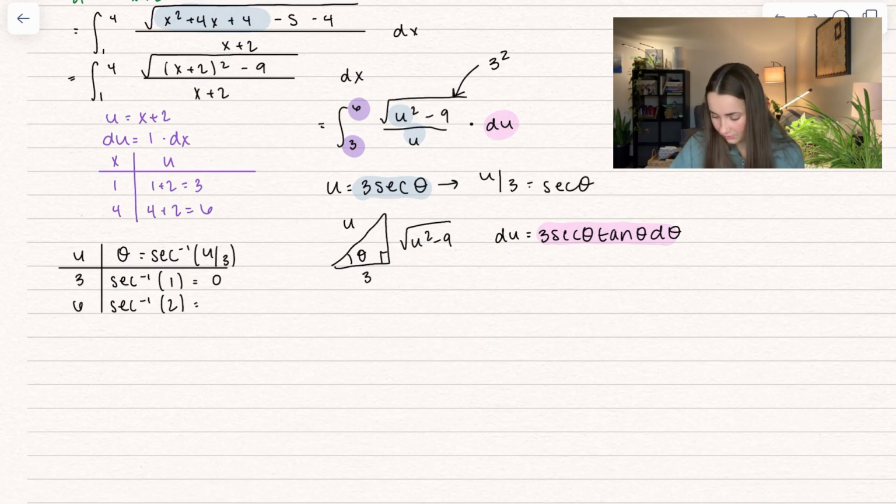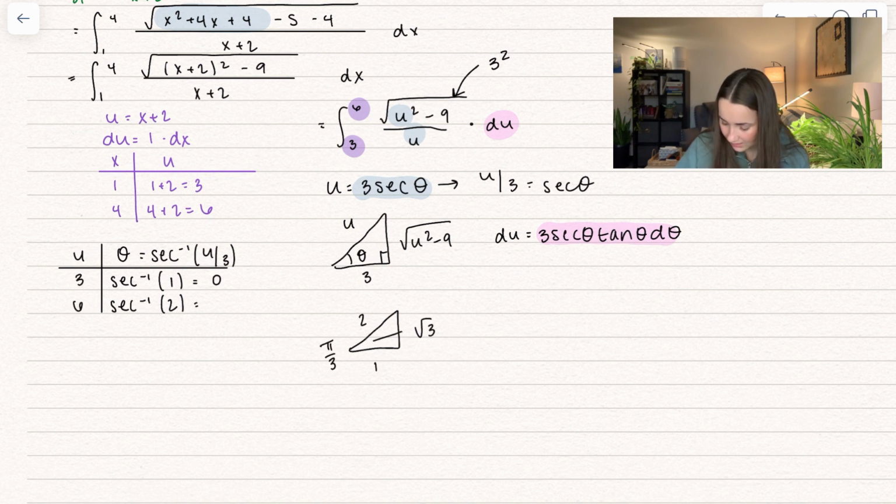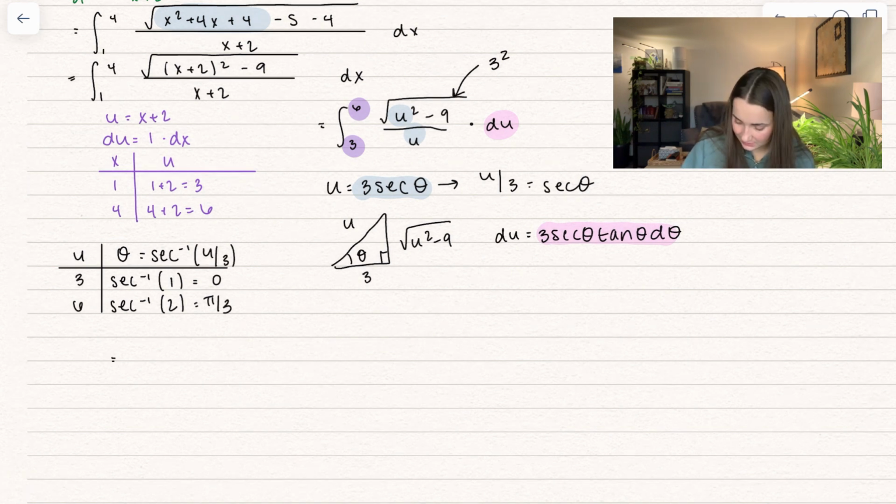I'm going to draw out the triangle for this. I never have them memorized. So 2, 1, that means this has to be square root of 3. So the bigger angle is going to go across from the bigger leg. So that is going to be pi over 3. Okay, lots of moving parts here. Let's go and set up our new integral.